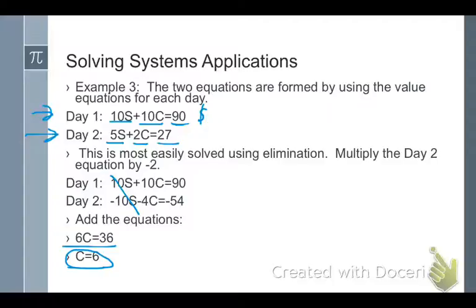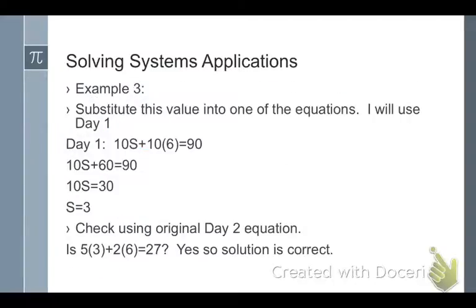So now I know the value. A children's ticket costs $6. Now I need to find how much a senior ticket costs. So substitute the value into one of the equations. I use the day 1 equation. So here is my 6 for the price of a children's ticket. So 10 times the price of a senior ticket plus 10 times the price of a children's ticket, which was 6, is 90. I subtract 60 from both sides. I get 10S is 30. So S is 3. A senior ticket was $3.